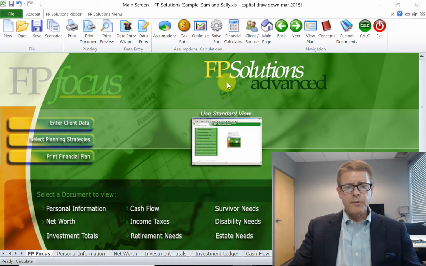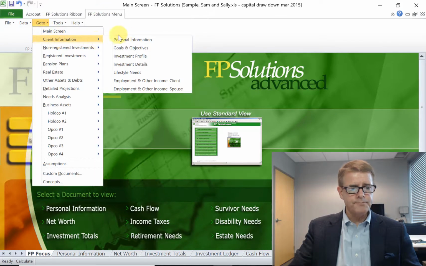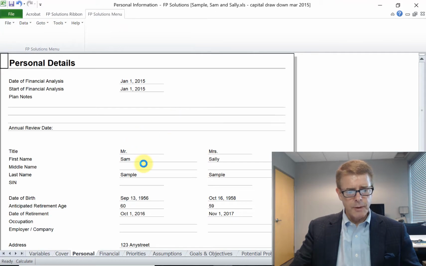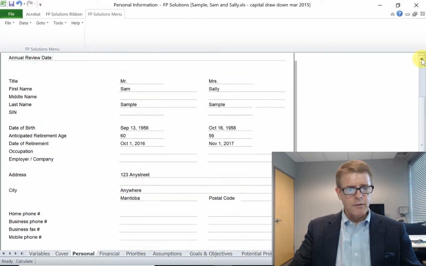It's one of the different kinds of software that's out there. We've loaded up Sam and Sally Sample, and we're going to go through some of their goals in terms of the plan. Let's take a look. We'll go to the personal information. You can see here as we scroll through it, the date of birth, and the anticipated retirement ages of 60 and 59. So they're going to be going through a bit of a retirement transition.